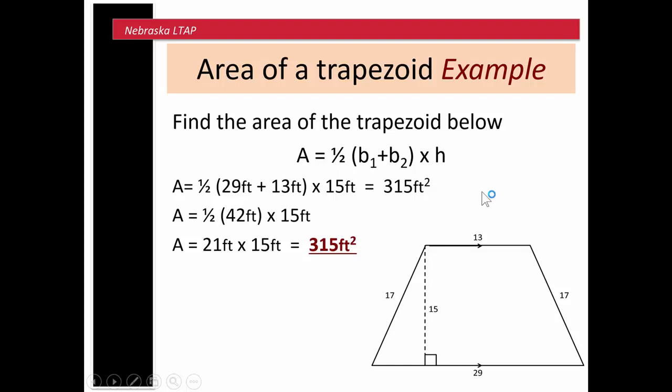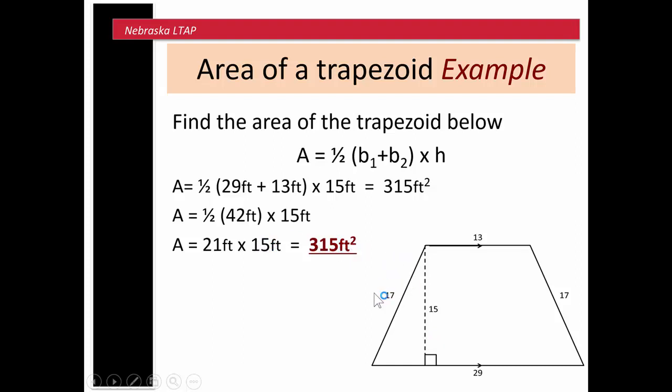So here's an example. The area of the trapezoid below, we have a base 1 of 13, base 2 of 29, so we're adding those together, okay? And that gives us 42. 1/2 of that is 21. So that's bringing all of this down right here. And our height is 15. When we multiply that by 15, we get 315 square feet.